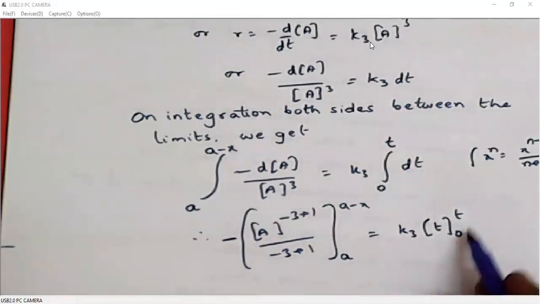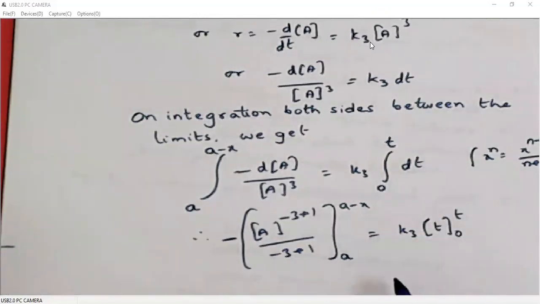Because we are taking the limits, we don't write plus c. If you take the limits, we don't need to calculate the constant separately. But if you are not substituting these limits, then we need to find out the constant.